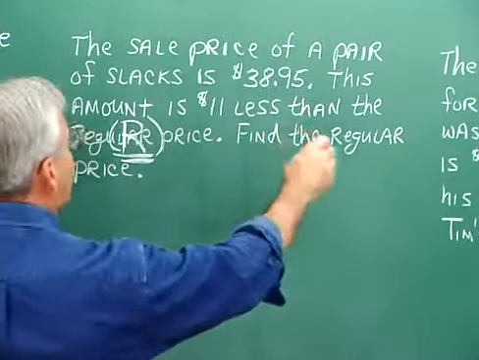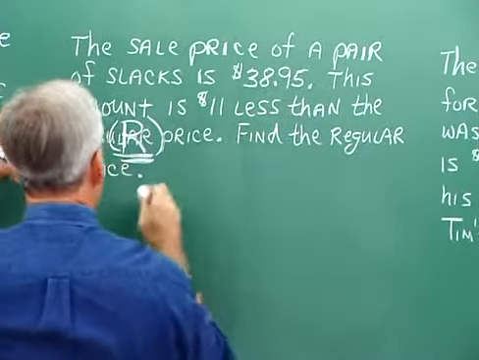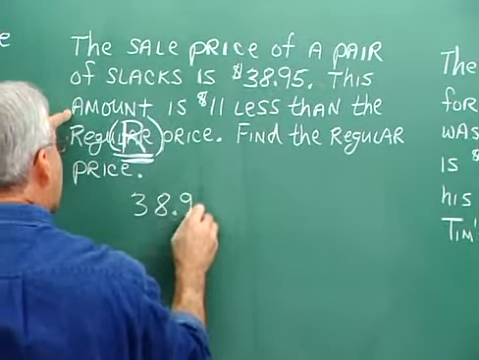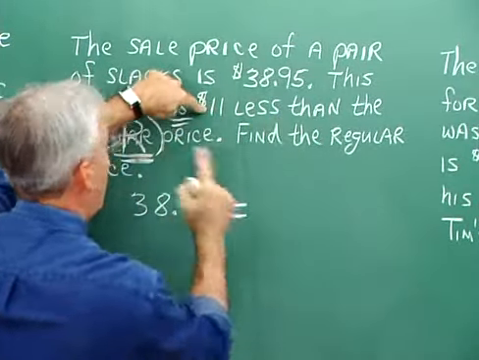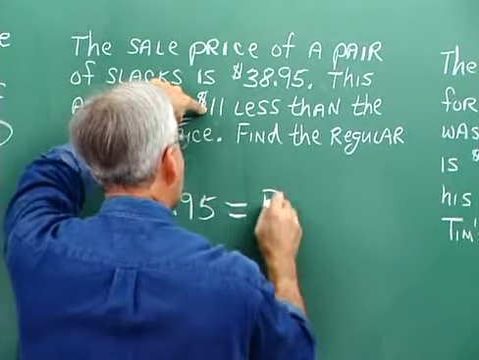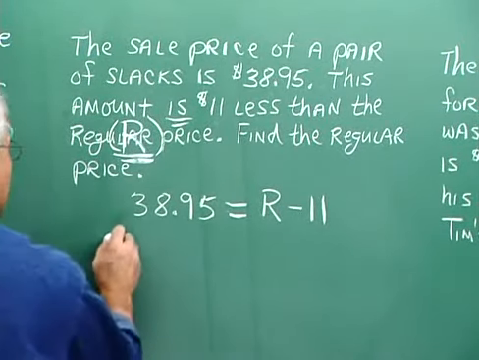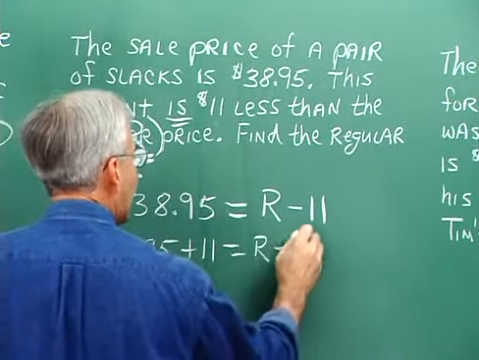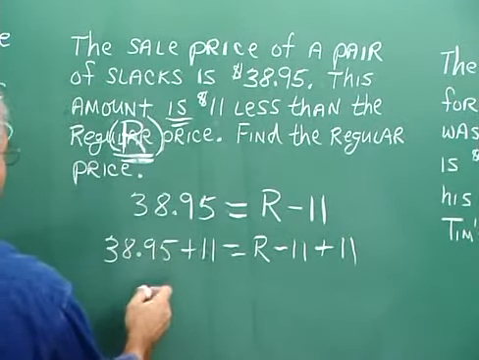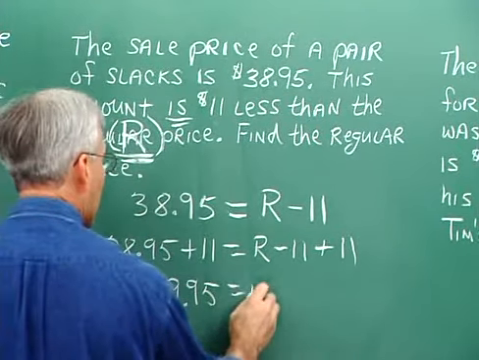Okay, let's start with the beginning of this sentence and go through the interpretation mathematically. This amount, referring back to $38.95, is equal to 11 less than R. 11 smaller than R, that's R minus 11. And now we need to add 11 on both sides to solve the problem. So it's $38.95 plus 11 is R minus 11 plus 11. So adding here, we get $49.95 for the regular price.